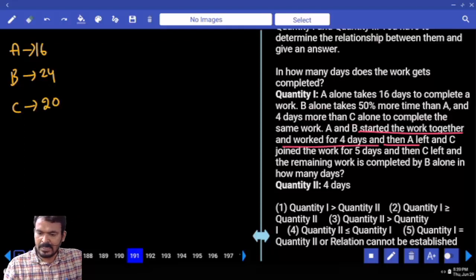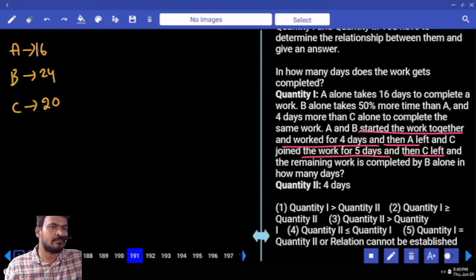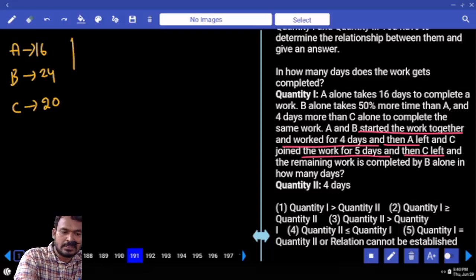For the next line, A and B started the work together and worked for 4 days, and then A left, and C joined the work for 5 days, and then C also left. The remaining work is completed by B alone in how many days? First 4 days, A and B are working. Next 5 days, B and C. Last, the remaining work is completed by only B. What is the LCM of 16, 24, 20?